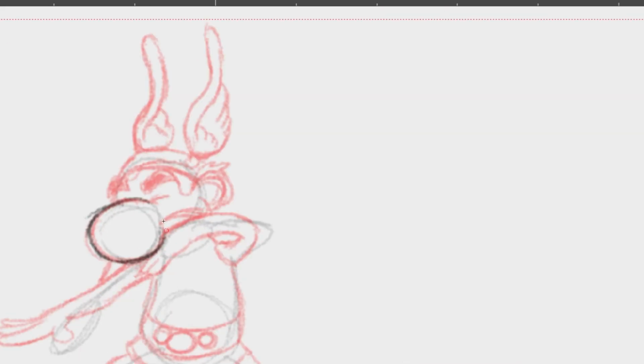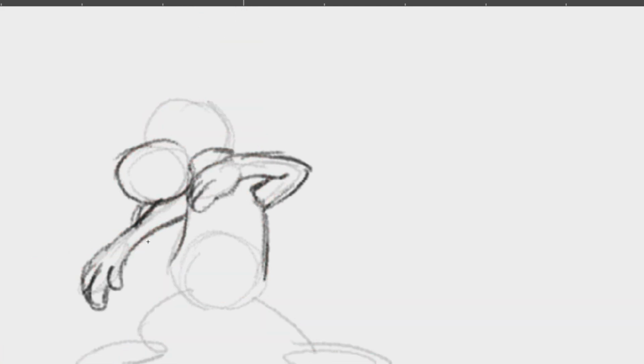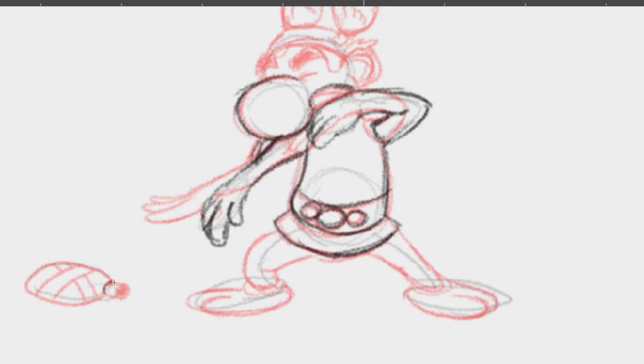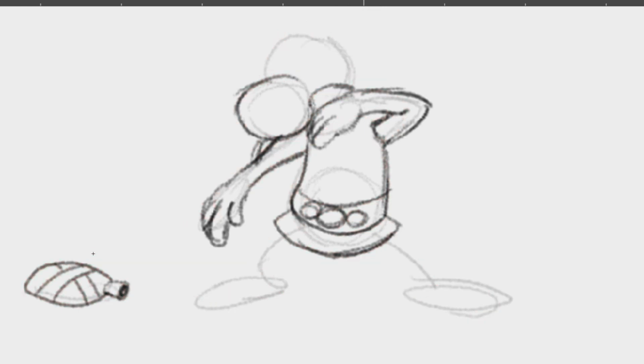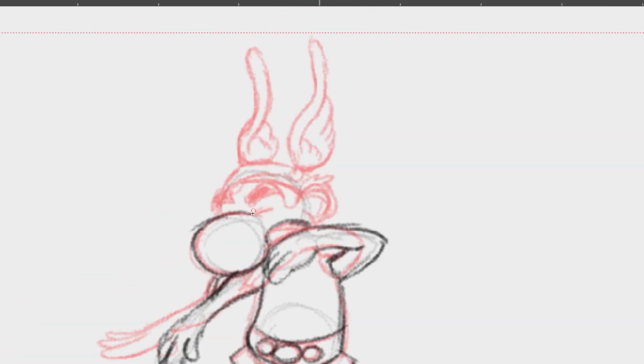Right, so there's my rant about animation kind of out of the way. Let's talk about Asterix here. So the motion's quite simple. He drinks the potion and then he kind of zips into all these different poses and then shoots off to the top of the screen.